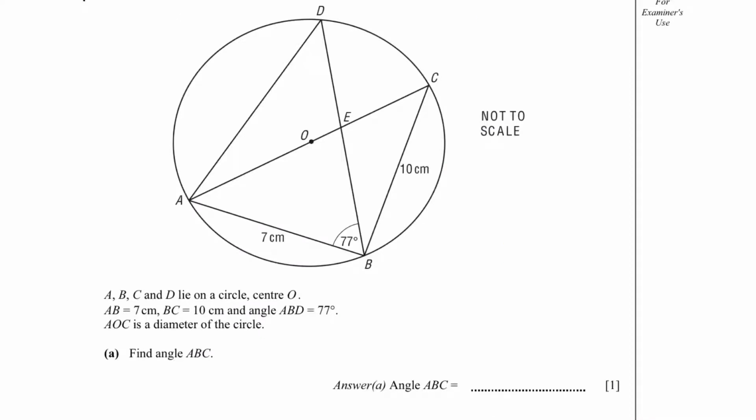In question number 4, we have been given a circle and we have been told that A, B, C and D lie on a circle center O. AB is 7, BC is 10, and angle ABD is 77. AOC is the diameter. Find angle ABC. So this is the diameter. Angle ABC will be 90 because the angle opposite the diameter is equal to 90 degrees, or angle in a semicircle equals 90 degrees. That's why this one here is 90 degrees.